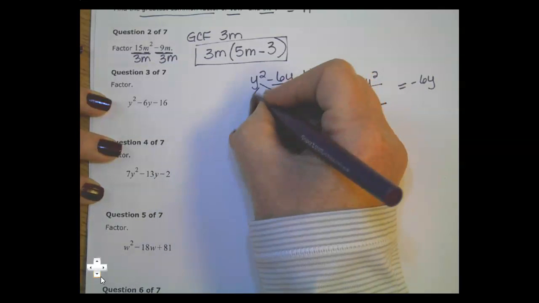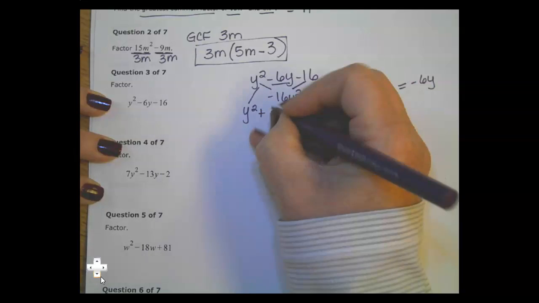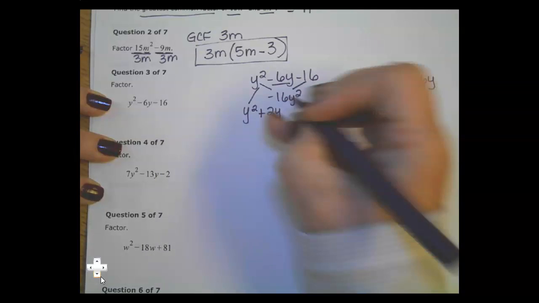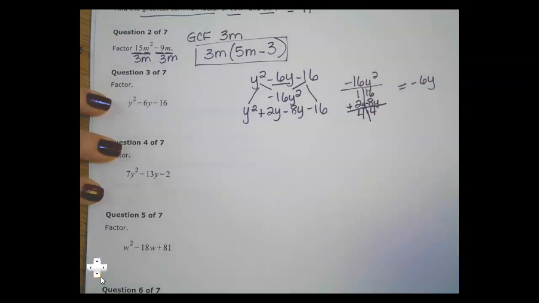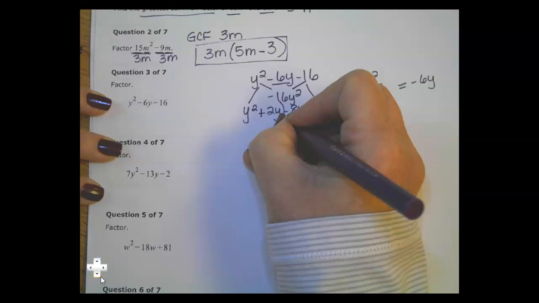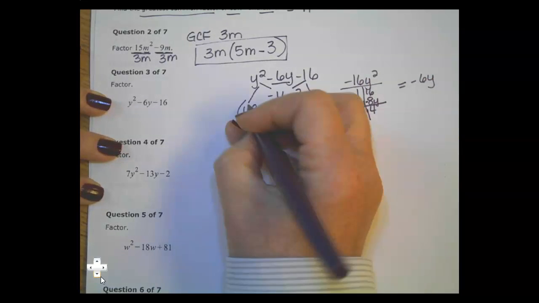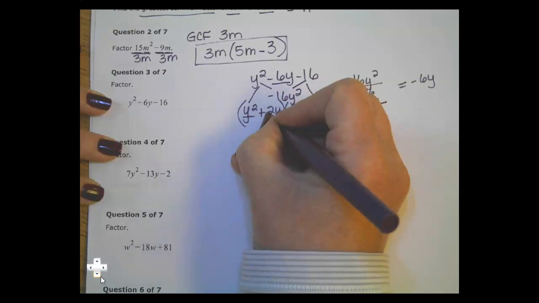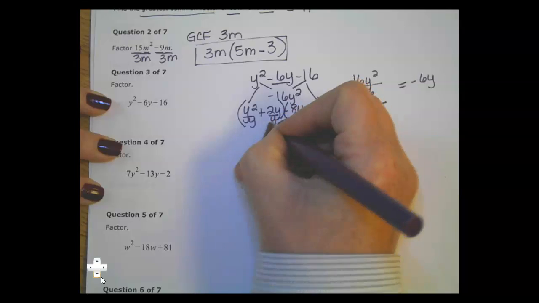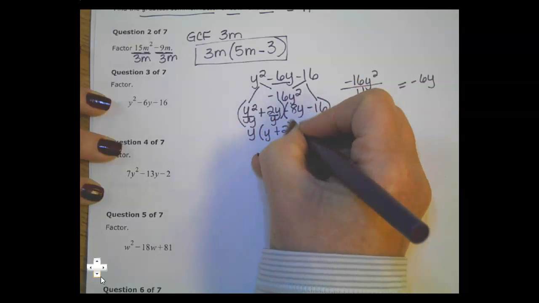We need to bring down this y squared plus my 2y minus my 8y, and then bring down that -16. At this point, we do what we called grouping. So we group them. And then we try to find our GCF here. Our GCF here is just y. They both have a y. So I'm going to take it out, and I'm left with y plus 2.